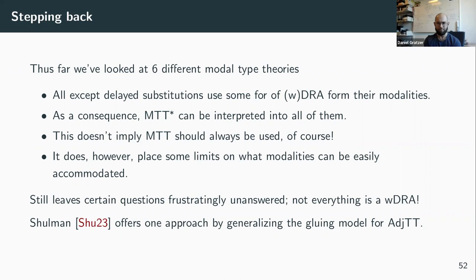I will note that the situation is not quite as bad as it might appear. So you might think that this means that we need some sort of left adjoint functor anytime we want to internalize stuff. But recently, Mike Shulman has some result which shows that we can generalize the idea from the gluing model from adjoint type theory to a much more complicated and rich structure that allows us to sort of forge left adjoints, even when they don't precisely exist semantically.